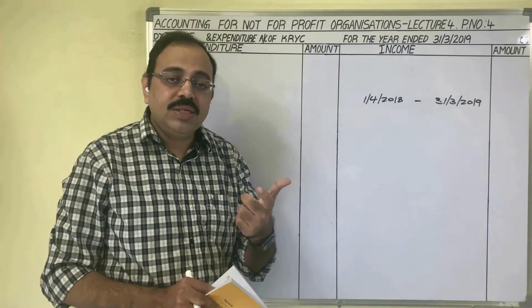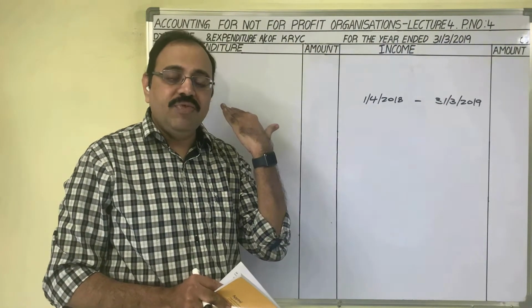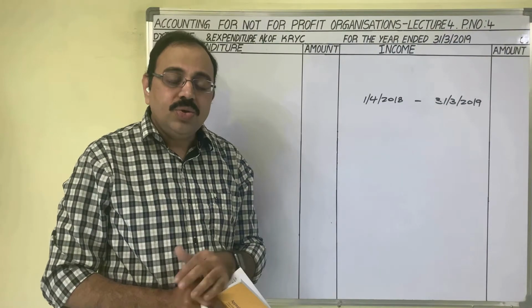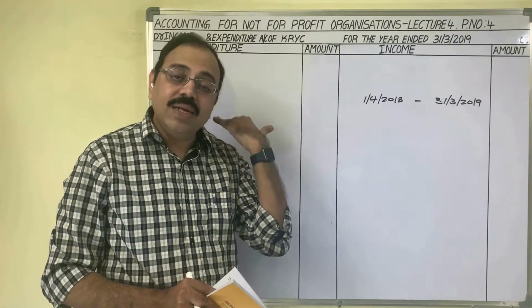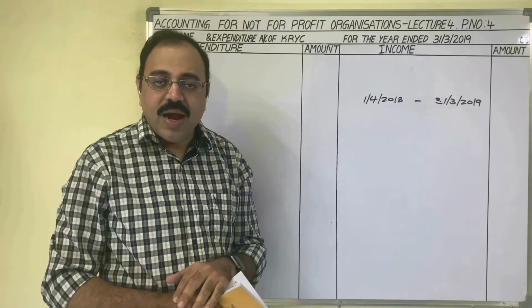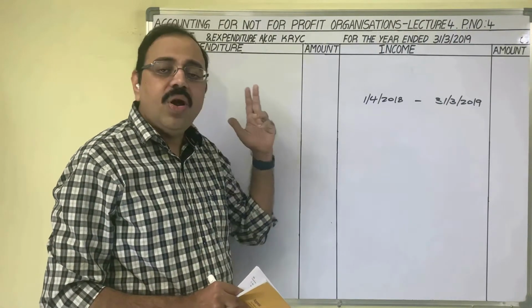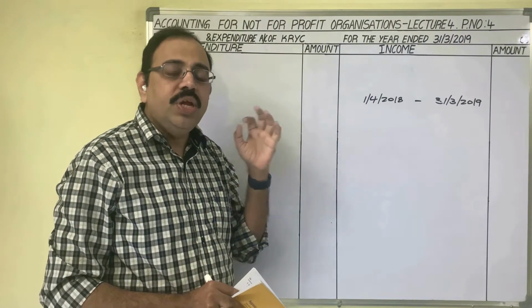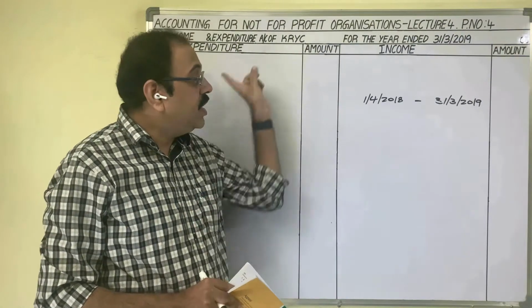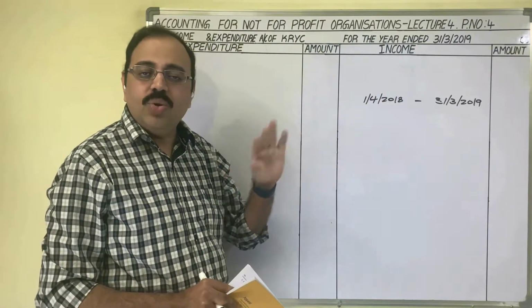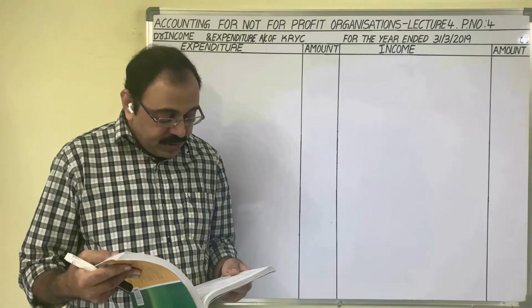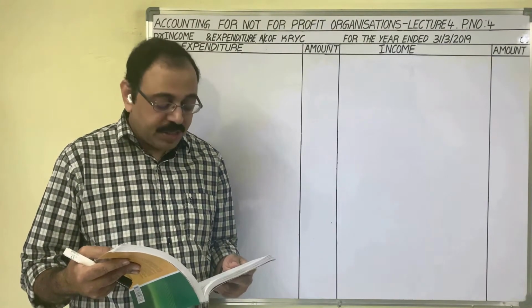Where does it appear? In the previous year we prepared the balance sheet, so in that balance sheet, under the asset side, it appears. And opening cash balance is not an income, not an expenditure. So you need not show that amount in the income and expenditure account. So ignore that amount. Next, the debit side of the receipts and payments account.